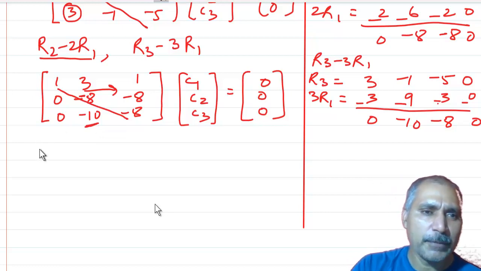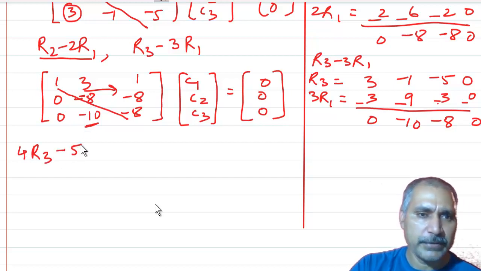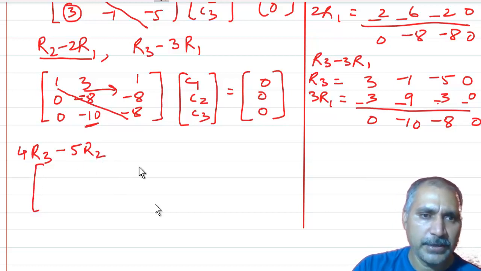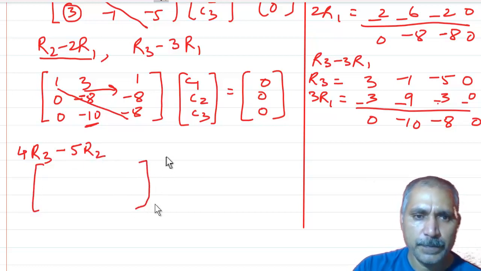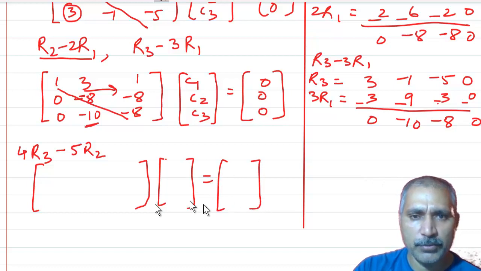That is a common multiple actually. We will be doing R3, multiplying this by 4, it will become minus 40, then we will subtract 5 times R2. Here we are doing the operation on row number 3. So row number 1 and 2 will remain the same. We will copy paste row number 1 and 2.